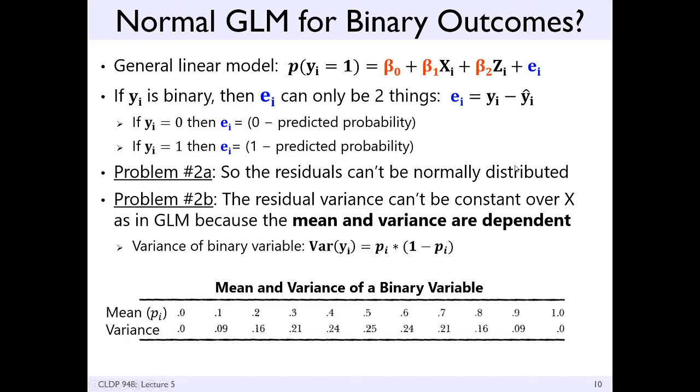They're not going to be normal because each E can only be one thing. It's either how far off it is from the actual 0 or how far off it is from the actual 1. So there's no way to make a distribution out of that. And the E's can't have constant variance because of this property.